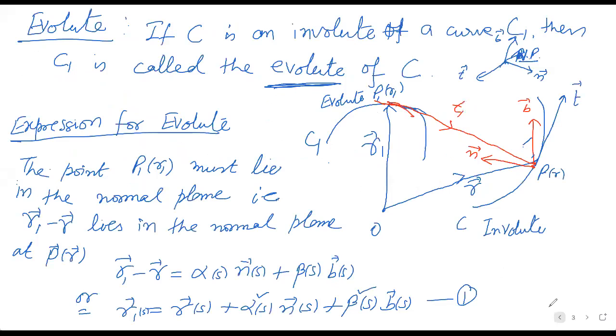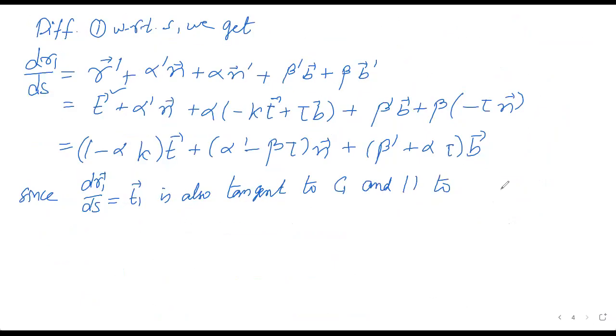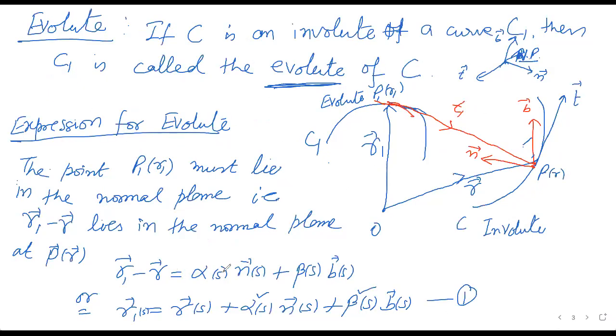Parallel to tangent to c1 means it is parallel to r1 minus r, है ना? क्योंकि ये t1 भी आपका कहाँ लाई कर रहा है? जहाँ r1 minus r लाई करेगा. तो t1 is also lying in the normal plane, so it will be parallel to r1 minus r. So this is parallel to the vector r1 minus r. और r1 minus r आपका क्या था? Alpha n plus beta b. It was your r1 minus r. ये लिखा था हमने. So it means what?